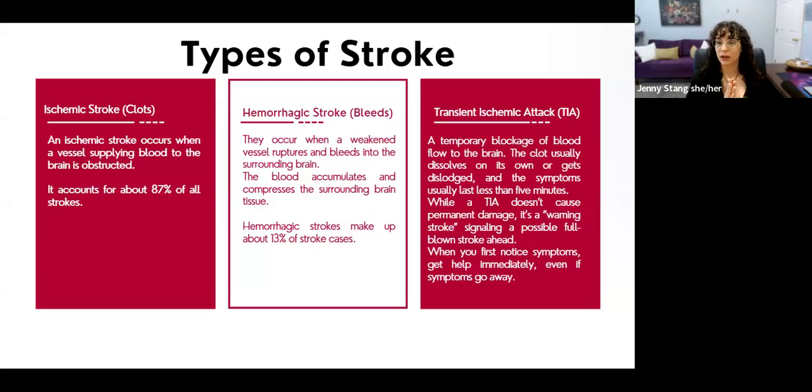And the last one is called a TIA, a transient ischemic attack. So this is temporary blockage of blood flow to the brain. And the clots usually will dissolve on their own or get dislodged and kind of pass through. And these symptoms will usually last less than 5 minutes. So a TIA doesn't necessarily cause permanent damage, it's a warning stroke. Okay, so this is kind of like your indicator that a quote unquote real stroke is somewhere down the line. Okay, so this is a warning signal for you.